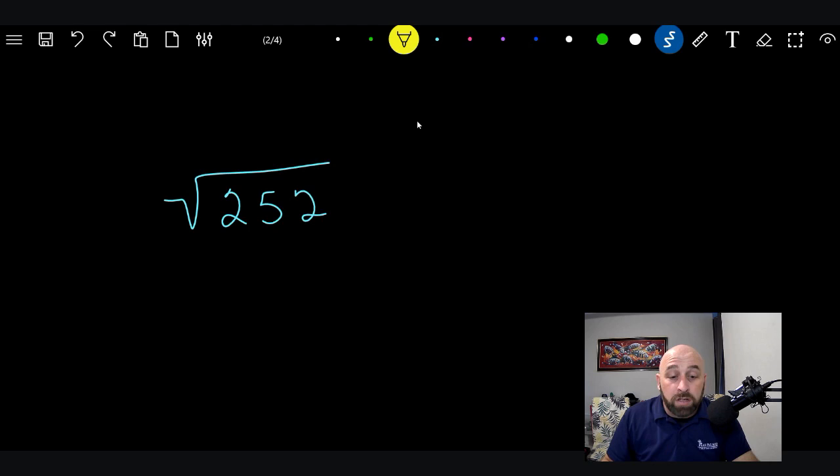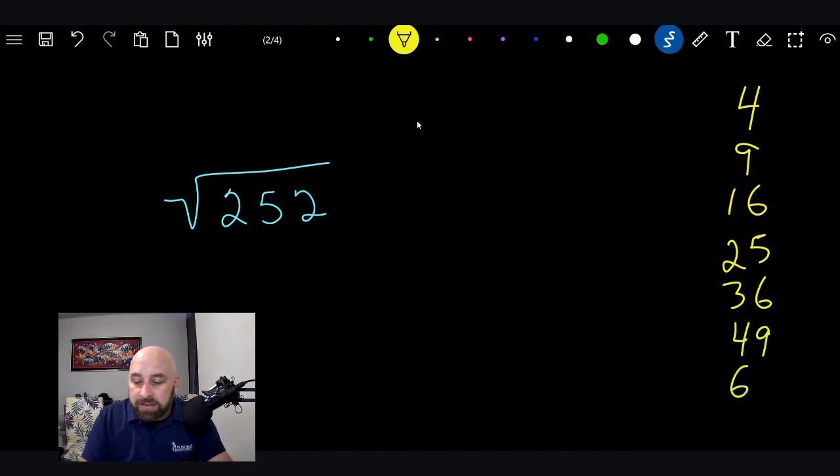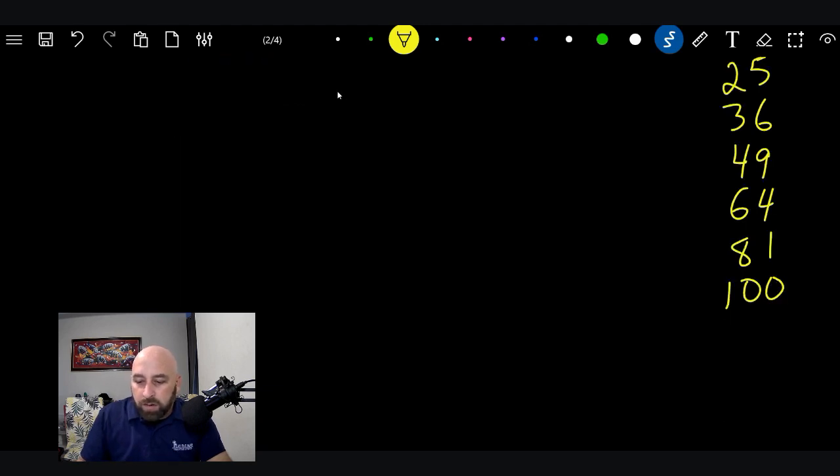All right, so we're going to use our square factors again. Let's go ahead and write them down again. This will help you to memorize them. Our square factors are 4, 9, 16, 25, 36, 49, 64. I think we can probably be done right here, but we'll keep going. 81, 100, 121, and 144.